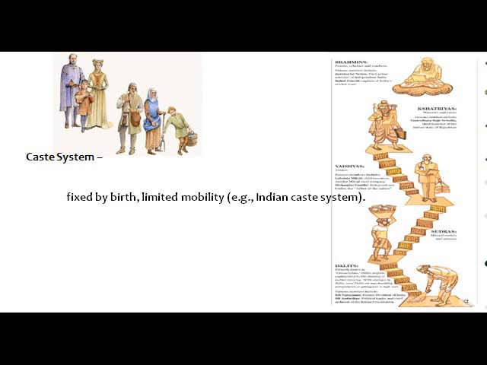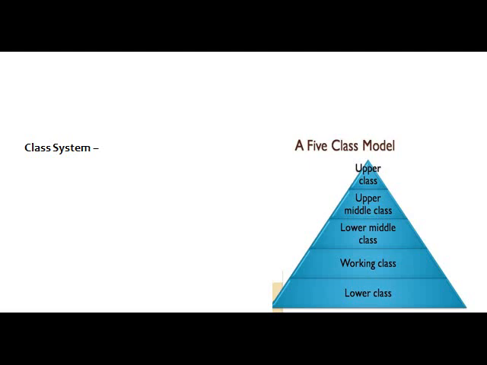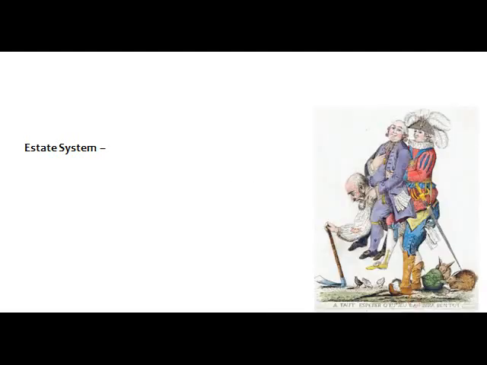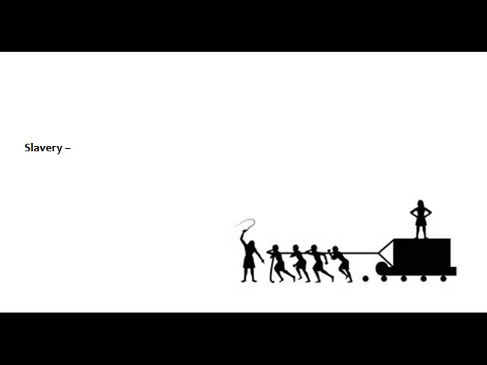Fixed by birth, limited mobility, for instance, the Indian caste system. Class system. Based on wealth, education, and occupation, with some mobility possible. Estate system. Feudal divisions of lords, vassals, and peasants. Slavery. Extreme form where individuals are treated as property.